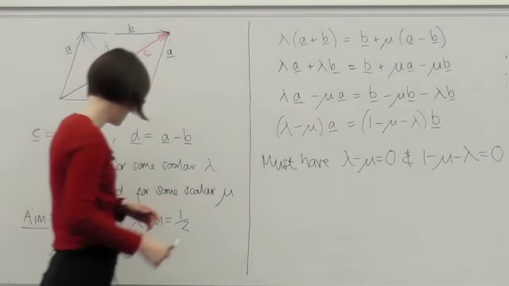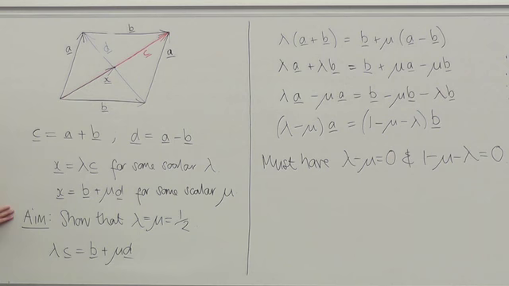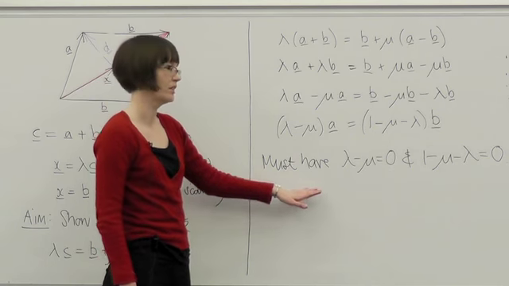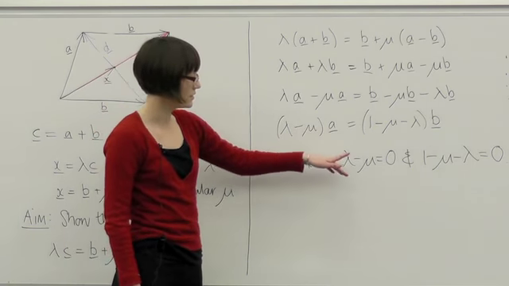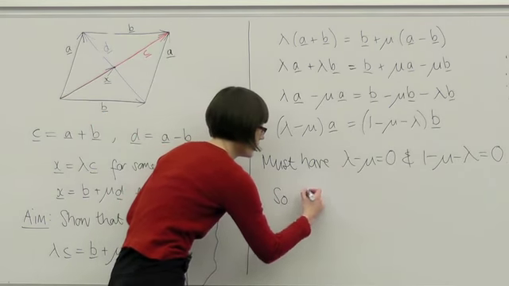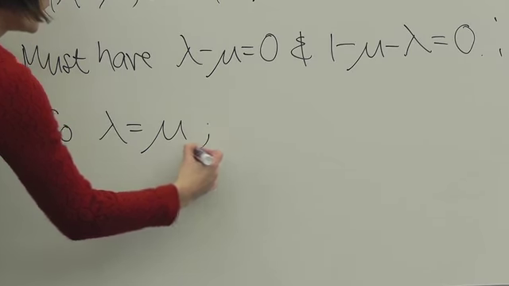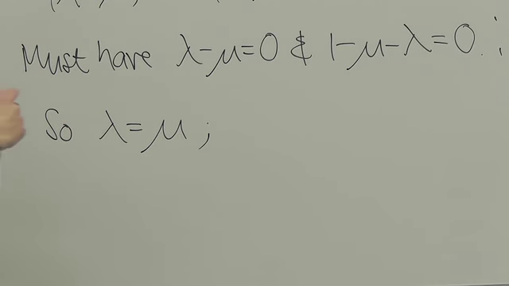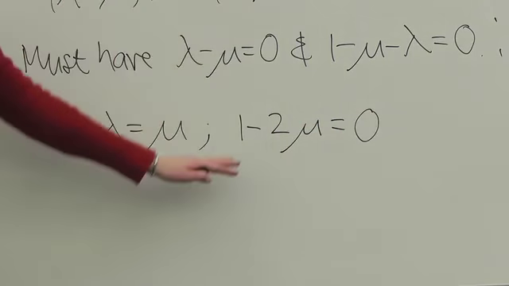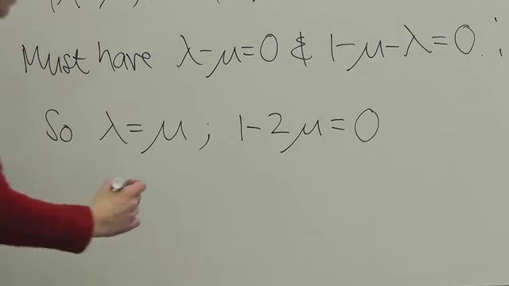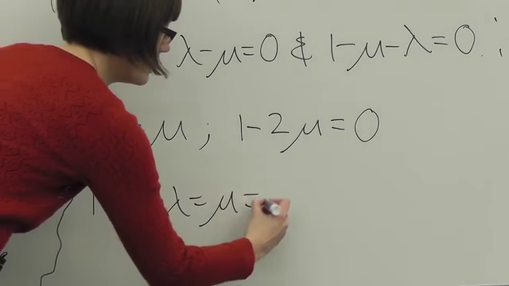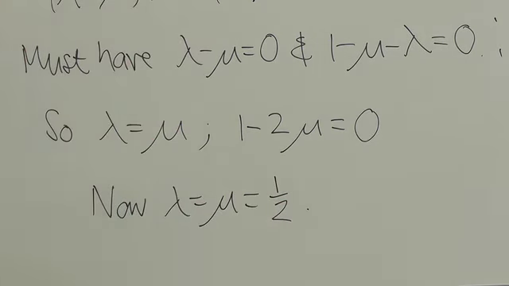Okay, so remember we're trying to show that lambda and mu are both a half, and so far I've obtained these two equations involving lambda and mu. So all I need to do now is solve these equations. So the first one tells me that lambda must be equal to mu, and then substituting that into the second one, I've got that 1 minus 2 mu is equal to 0. And solving this one, I obtain that mu is a half. So finally, I've proved what I aimed to prove, that lambda and mu are both a half.